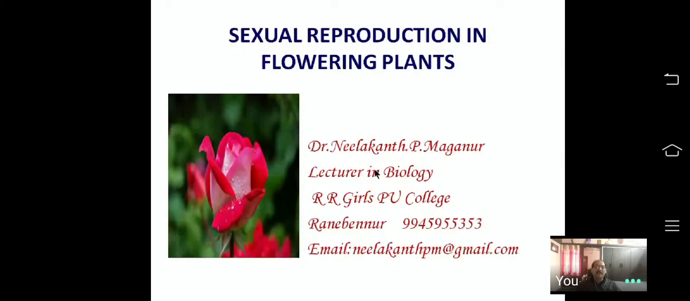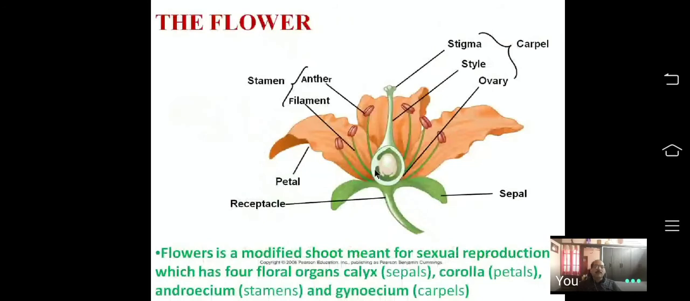In a plant, which is the sexual reproductive part? Do you know that? Flower. A flower is the modified shoot meant for sexual reproduction. Now I will explain the different parts and functions of the flower.